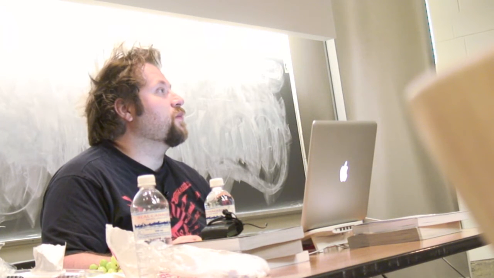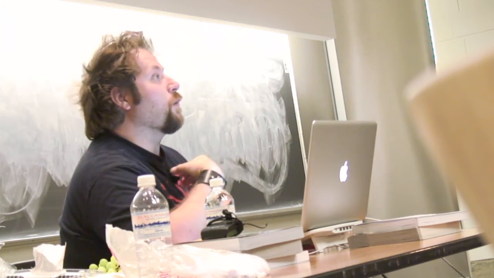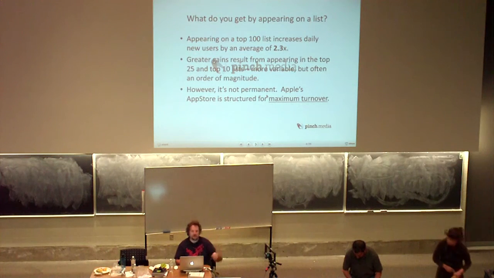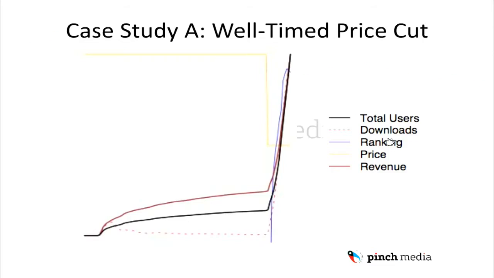It's not permanent. Apple's App Store is structured for maximum turnover. If you hit the top 100 or the top whatever, you want to hold on to that spot for as long as possible, but Apple's literally trying to figure out which app next month is going to be the top 25. Here's total users, and they had a high price, and then boom, they cut the price by 50%, and look at the difference in users.